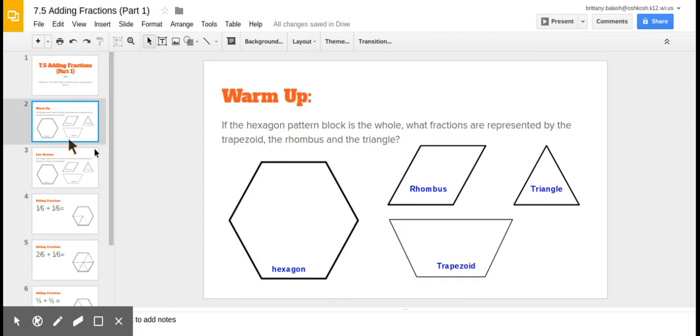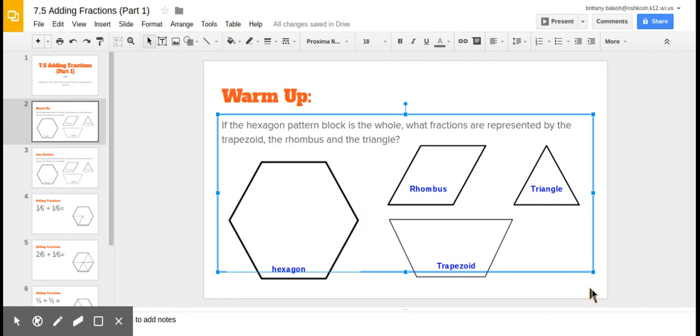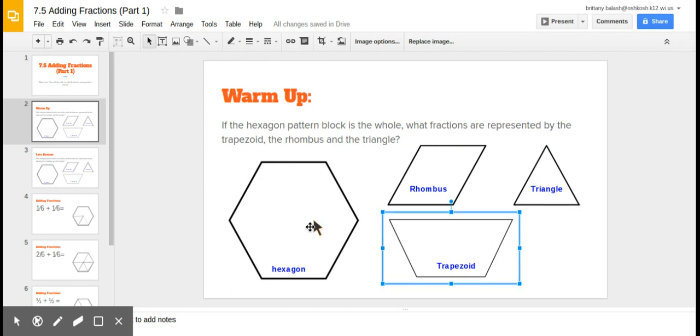So let's do a quick warm-up here. If the hexagon pattern block is the whole, what fractions are represented by the trapezoid, the rhombus, and the triangle? So the triangle is what fraction of this hexagon? Okay, so it'd be written in fraction form. So right now that should be prompting you to answer the question: what is the fraction of the rhombus, the triangle, and the trapezoid if this hexagon is whole?